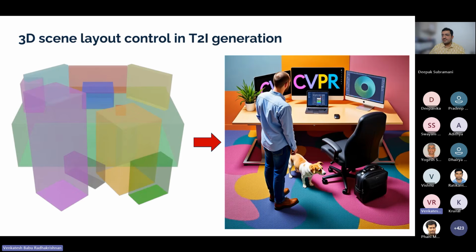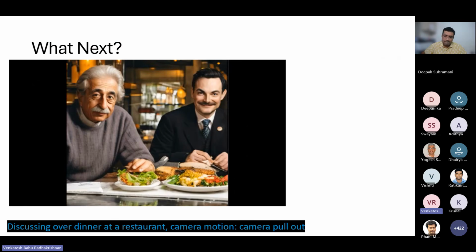You can create such an image and make it very realistic looking. So this is one of the works that we will be presenting at CVPR this year, where we have boxes for each of the objects. They're highly overlapping, intertwined, and still you can create complex scenes like this.